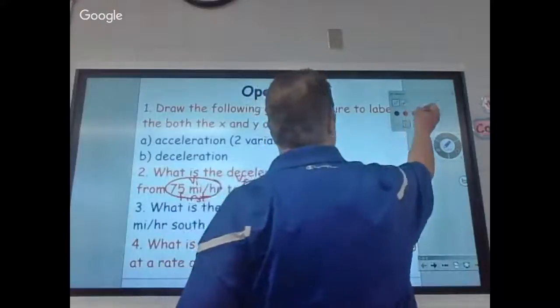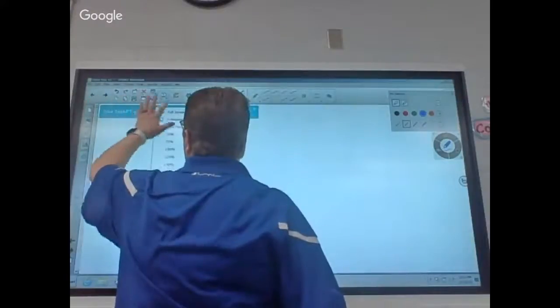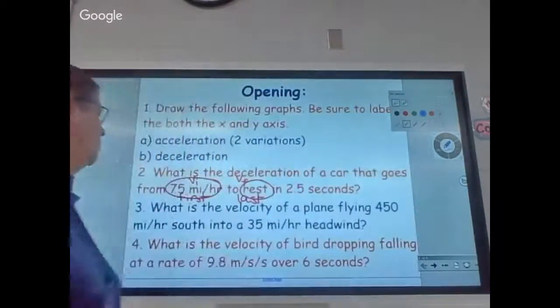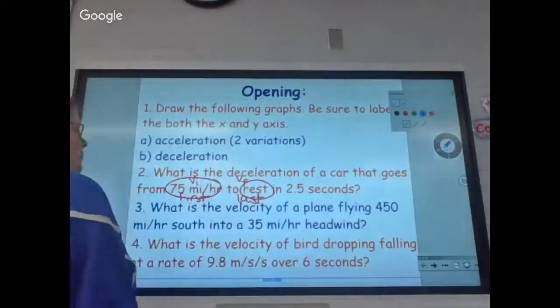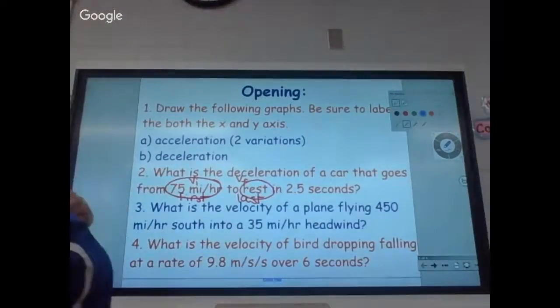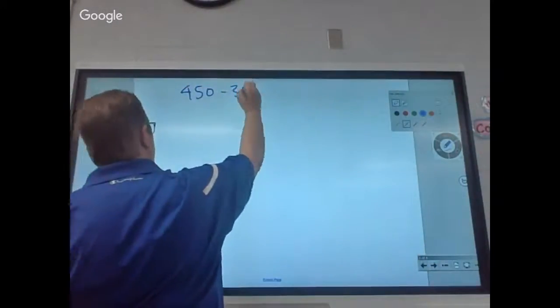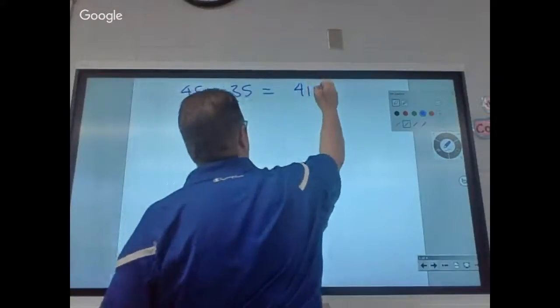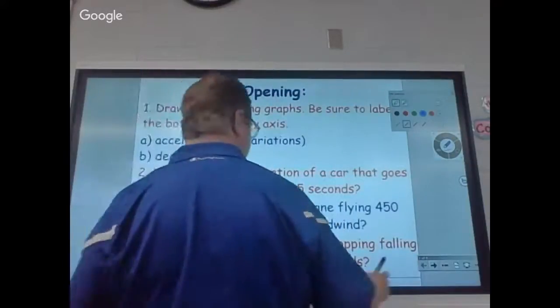All right, so number 3. Number 3 says, what is velocity? So we're solving for velocity this time. What is the velocity of a plane flying 450 miles an hour south into a headwind? What does a headwind mean? It's pushing towards the plane. So is it going the same direction or opposite directions? Opposite. So what are we going to do to calculate it? You're going to subtract. So it's 450 minus 35. What is that, 415? 415 miles per hour. What direction did we have? South.